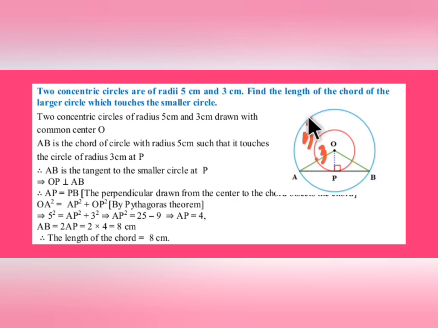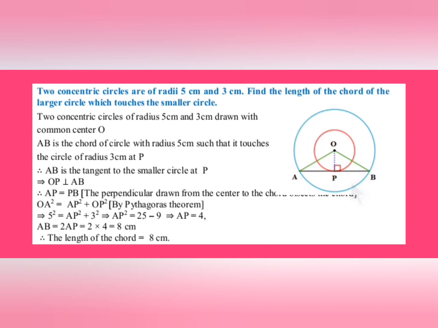Find the length of the chord of the larger circle which touches the smaller circle. So if you draw a chord for the larger circle, that must touch the smaller circle. Hence you get the tangent at the point P. So you have to draw the rough diagram, and we have already learned this in the theorem. When a chord touches the smaller circle, in the case of concentric circles, it bisects the chord into two equal halves, hence AP will be equal to PB.